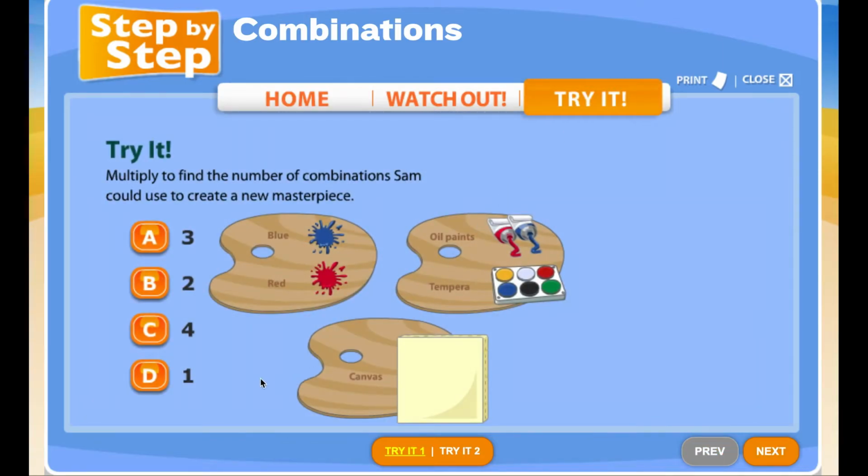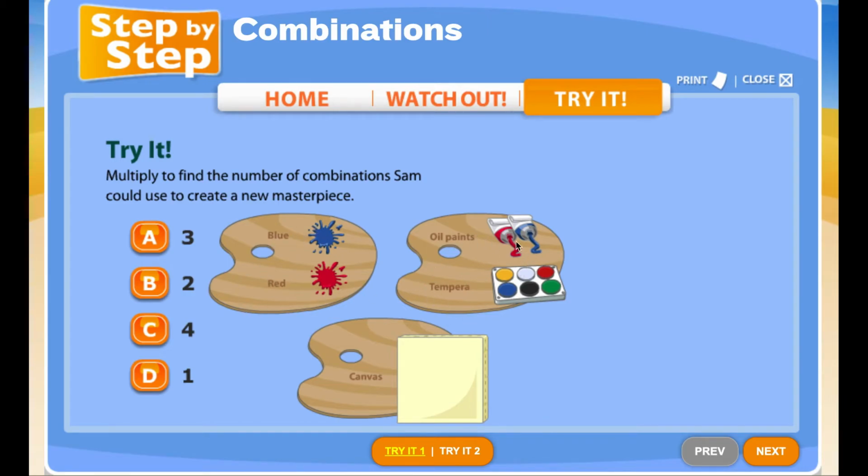Multiply to find the number of combinations Sam could use to create a new masterpiece. Alright, so if we look at this, there are 3 different categories here. The first category is paint, and he has blue paint and red paint. So that's 2 right there.